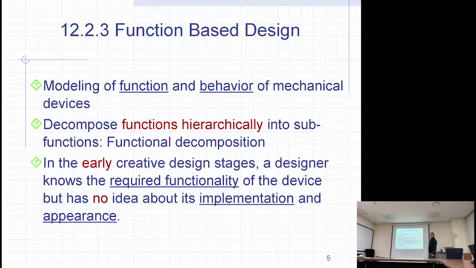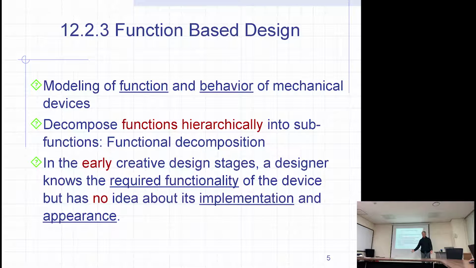Function-based, same as function behavior structure, FBS. I mentioned this part. So functionality of any machine. Function hierarchy. Functional decomposition. So I want to design a ship or airplane. What is the function of an airplane? It is to carry passengers or cargo through the air. That is the top level function. And then you need to decompose functions as a tree.